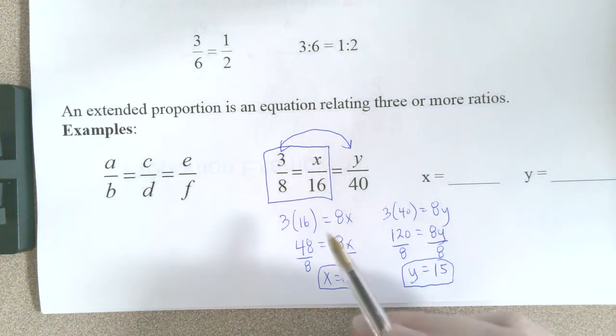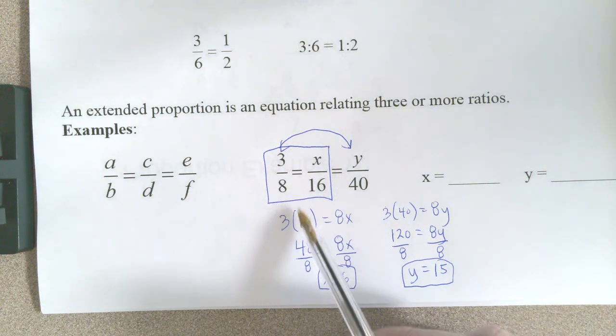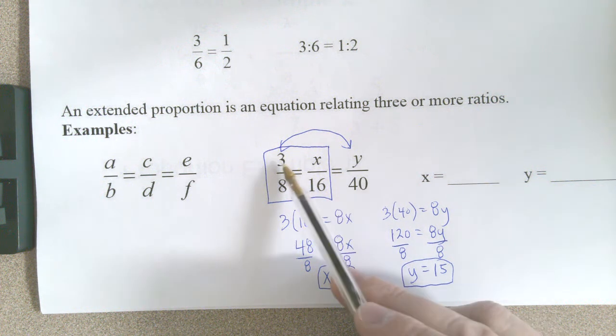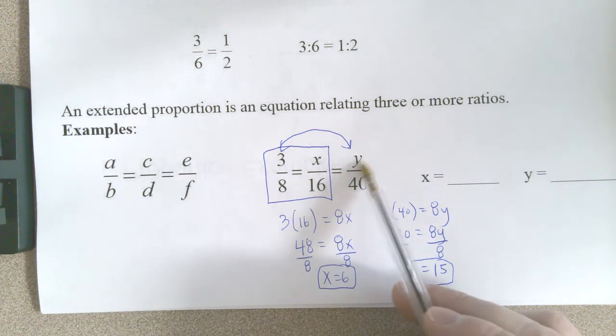And again, that maybe was another one where you could have done the multiplication. 8 times what gives me 40? Well, 8 times 5, and 3 times 5 would give me my 15.